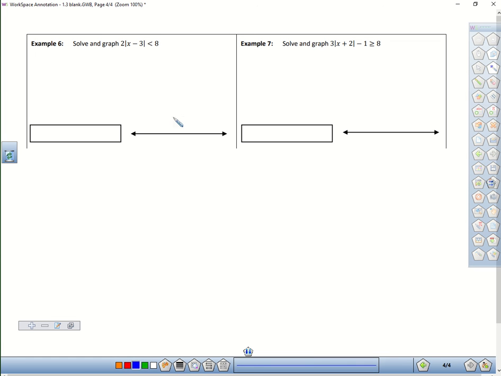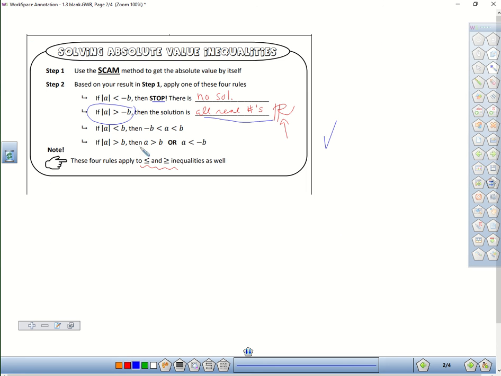So this one says, solve and graph this inequality here. So the first thing I'm going to do is divide both sides by the 2. That leaves me with the absolute value of x minus 3 is less than 2. So now let's think of the scenario we have here. We have absolute value of A is less than B. That means we're going to have to be doing some solving here to obtain our inequality.